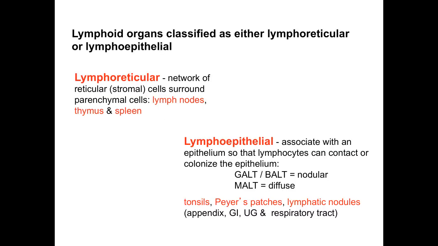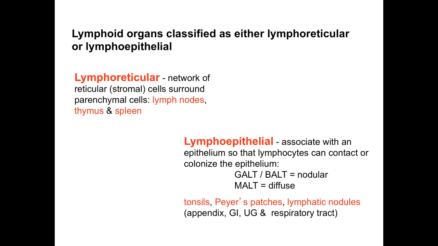the adaptive immune system. We can classify lymphoid organs as either lymphoreticular or lymphoepithelial. Lymphoreticular organs would be organs like the lymph nodes, the thymus, and the spleen. And in this case, these organs have a network of reticular cells or stromal cells that surround the parenchymal cells.